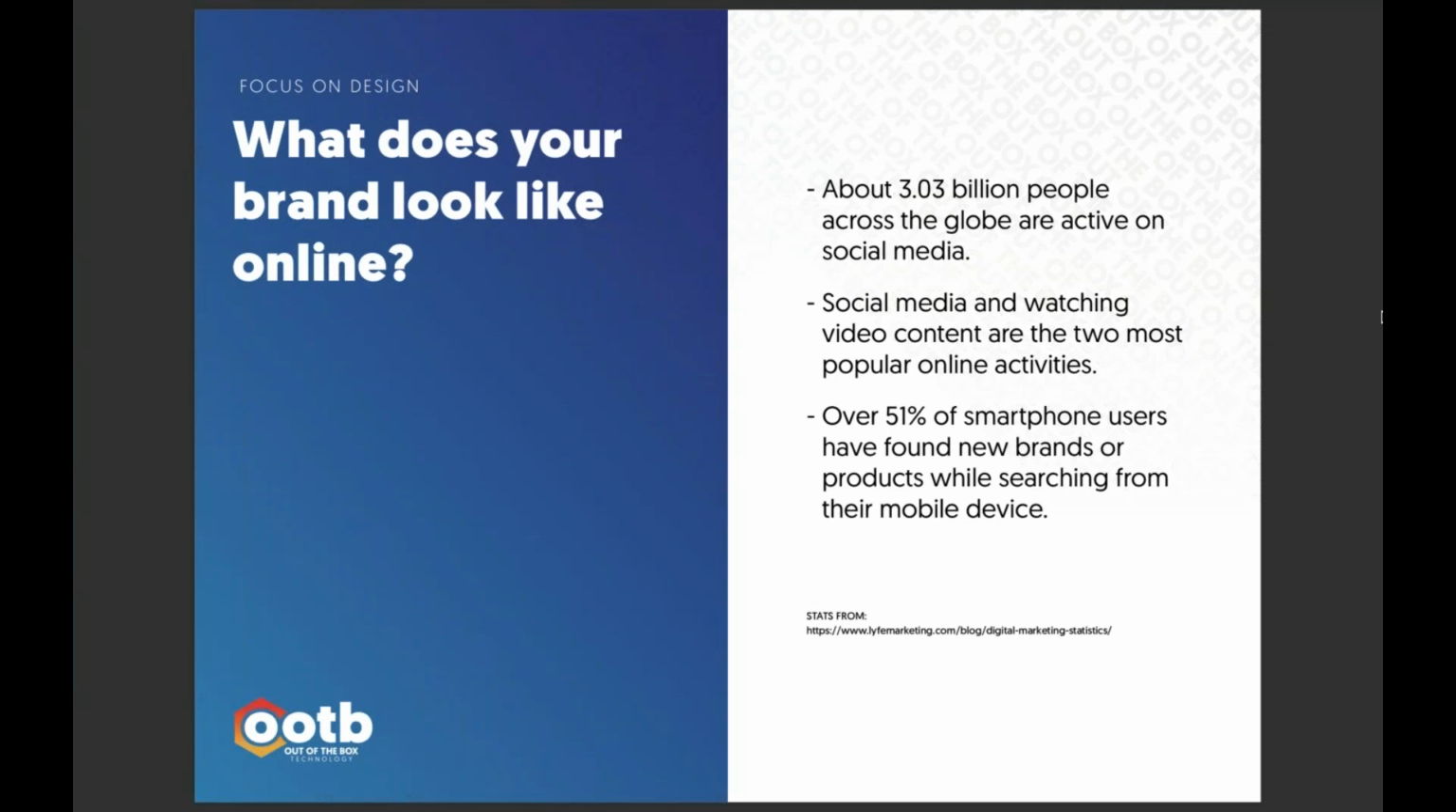So those are opportunities you can tap into to build up your clients, build up customers, run some ads, all that kind of stuff. So these are all channels that your brand can work into. And that third one there, over 51% of smartphone users have found new brands or products while searching from their mobile device. So that's another huge thing, is SEO, search engine optimization. People are pulling out their phones when they're out in public, on the go, and they're looking for stuff they need. That's something you're going to want to focus on.